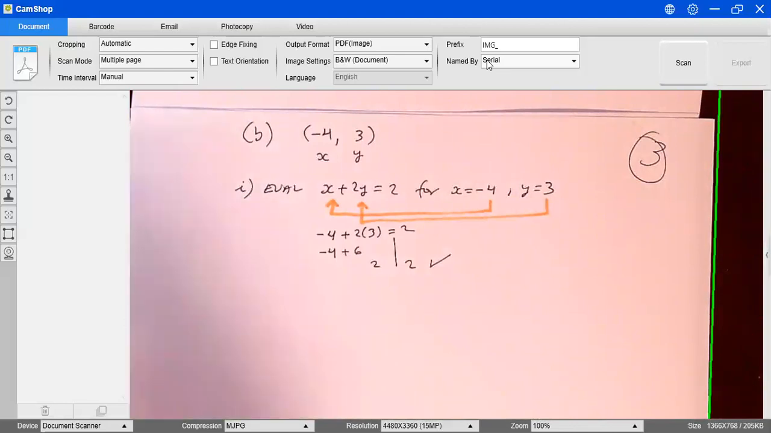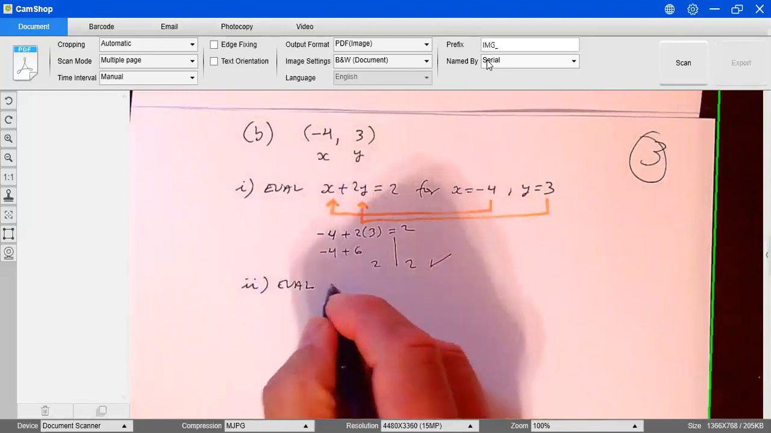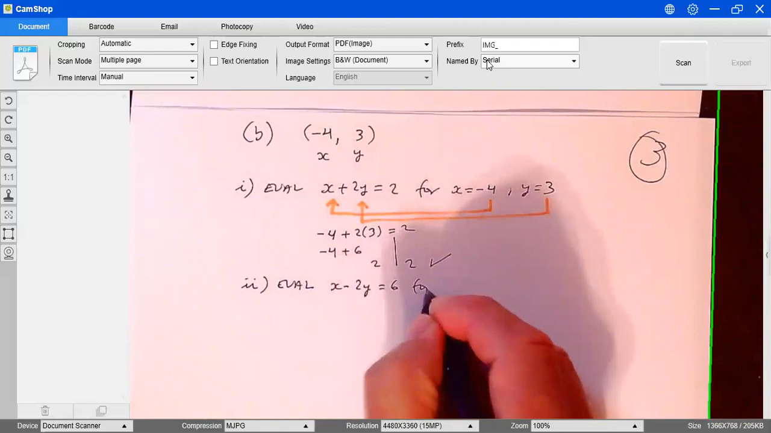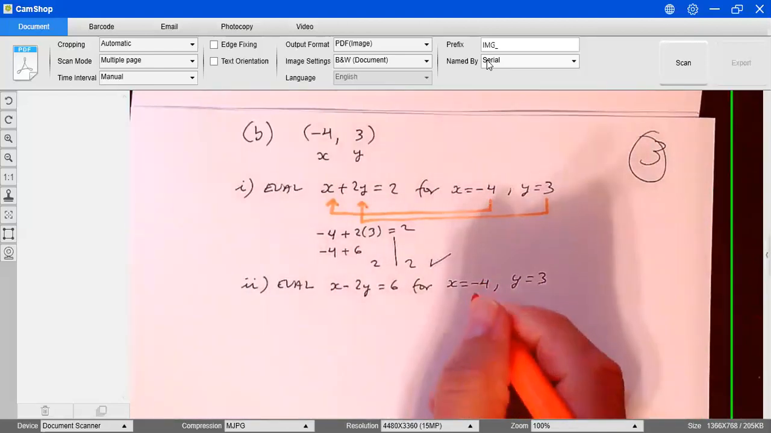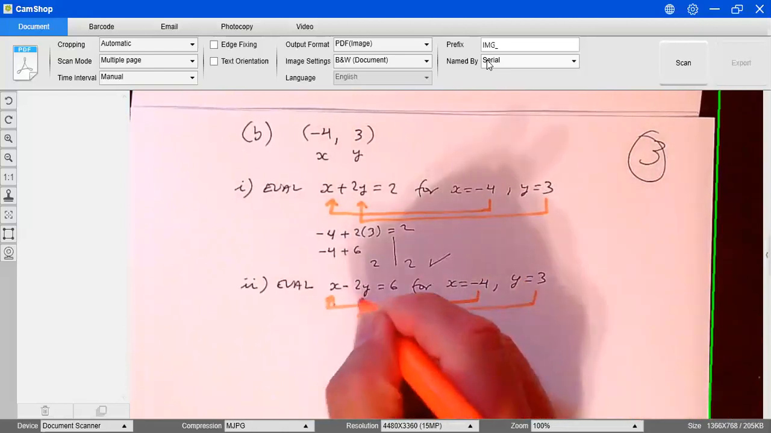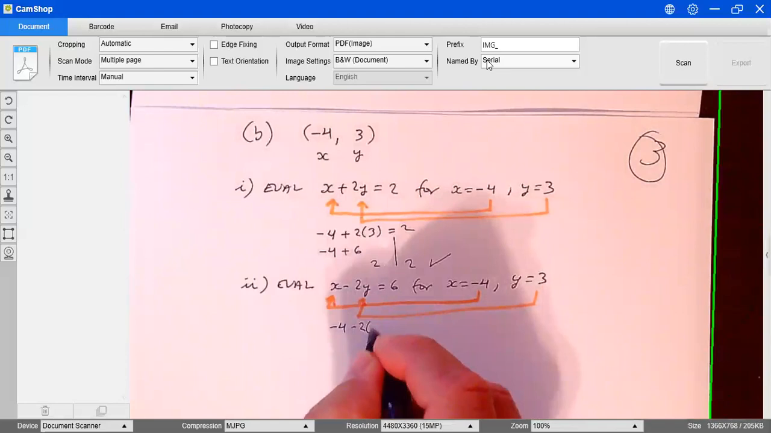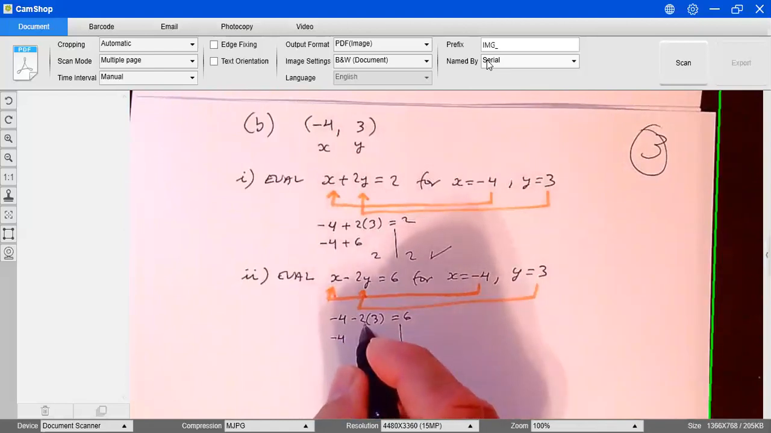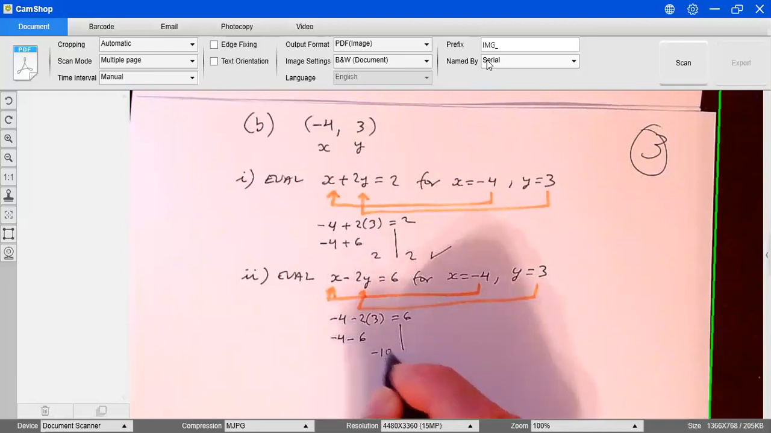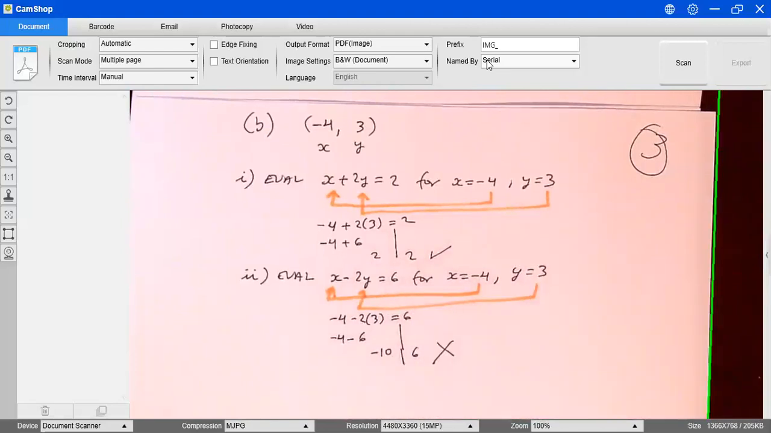Now let's check the point with the second equation. So now we're going to evaluate. The second equation is x minus 2y equals 6, and we're going to evaluate this for x equals -4, y equals 3. So we replace x with -4, we replace y with 3. So we're going to get -4 minus 2 times 3 equals 6. Now I have -4, and negative times positive is going to be negative. 2 times 3 is going to be 6. So I'm going to get -10 on the left-hand side. I have 6 on the right-hand side. So this point doesn't satisfy the second equation.